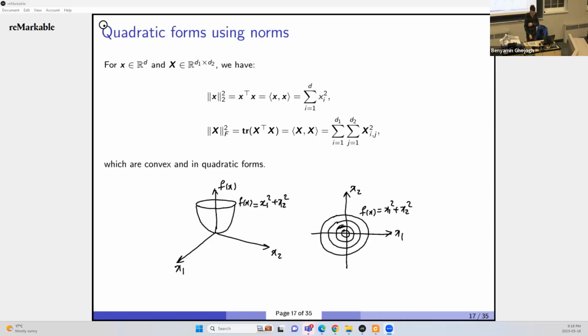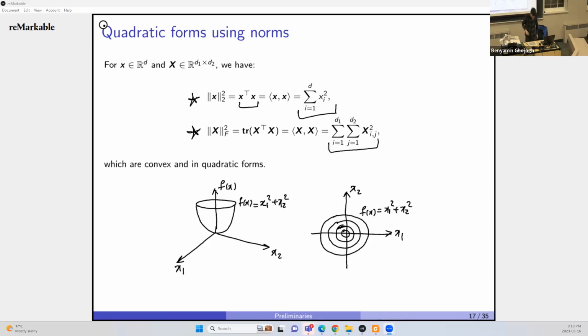Okay. Quadratic forms using norms. For x d-dimensional and X d1 by d2, you can write it this way. These are two important equations for norms. These are quadratic forms. Second, a squared L2 norm, you can write as x transpose x. A squared Frobenius norm, you can write it as this. You get rid of the square root because of the square.